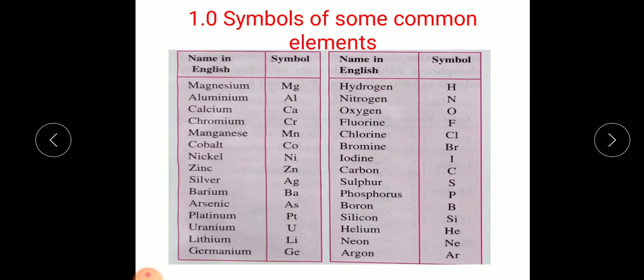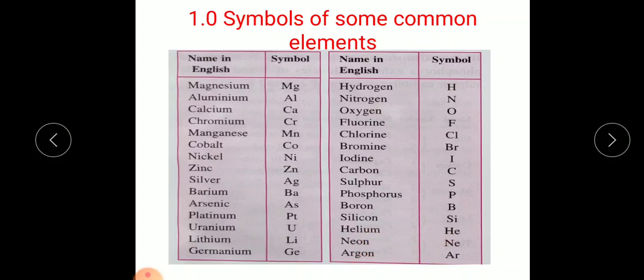Next, we'll see symbols of some common elements, which we'll be studying frequently. You need to remember the symbols of the elements along with the names. Hydrogen H, nitrogen N, oxygen O, fluorine F, chlorine Cl, bromine Br, iodine I, carbon C, sulfur S, phosphorus P, boron B, silicon Si, helium He, neon Ne, argon Ar. These are the symbols of the elements.